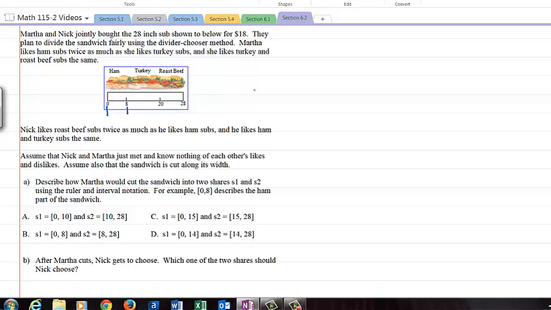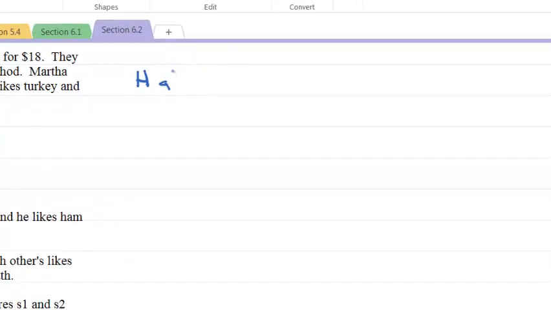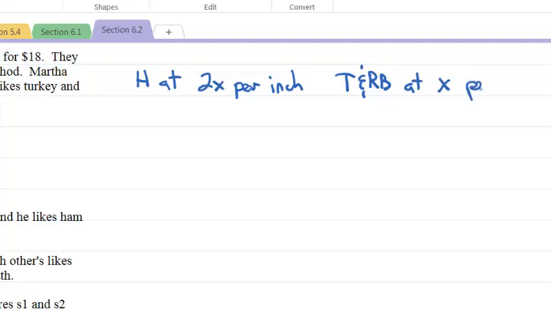We need to figure out actual numbers for the value of each section of the sub. That means we need to turn these words into an equation. So, for value ham twice as much per inch as turkey and roast beef, ham is going to be valued at 2x per inch. Turkey and roast beef at x per inch. This gives us Martha's 2-to-1 preference, and we use x because they didn't give us actual numbers for that.